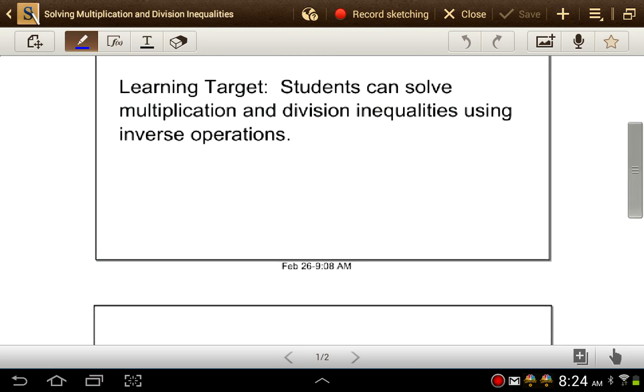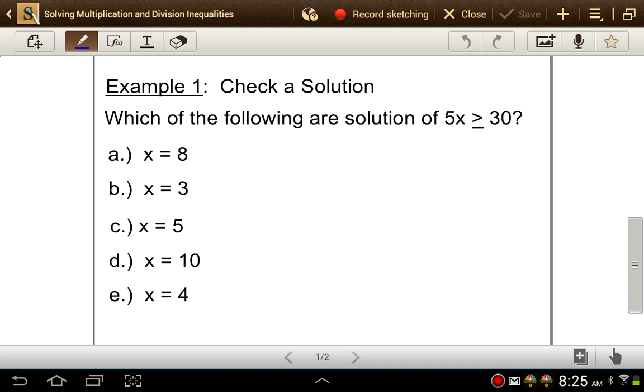In our first example, we're going to just check a solution here. Which of the following are solutions of 5x is greater than or equal to 30? Okay, so which of the following are solutions? There might be one answer, there might be more than one answer. Now, there's two ways that we can go about answering that. One, I could just substitute the number in and check.